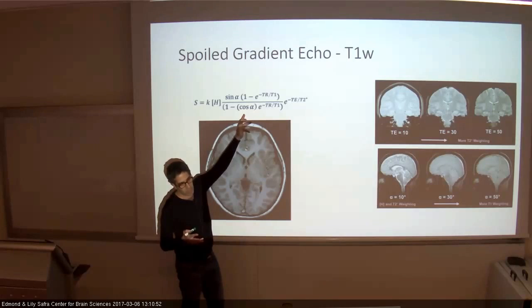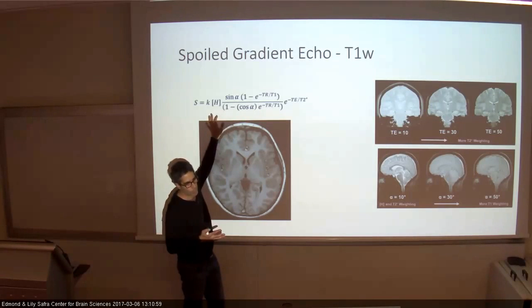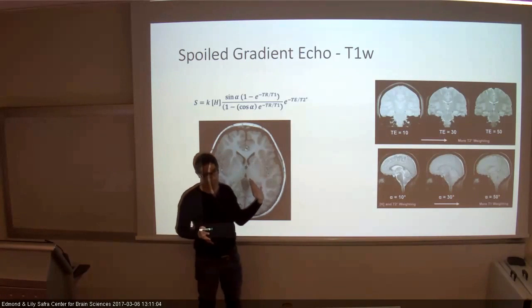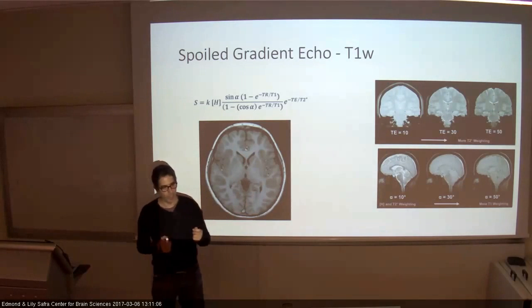So different aspects of how we do the measurement and the underlying parameters of the tissue, how many protons there are there, and what kind of relaxation they have. That's what gives us an image in the end, a value in each location.